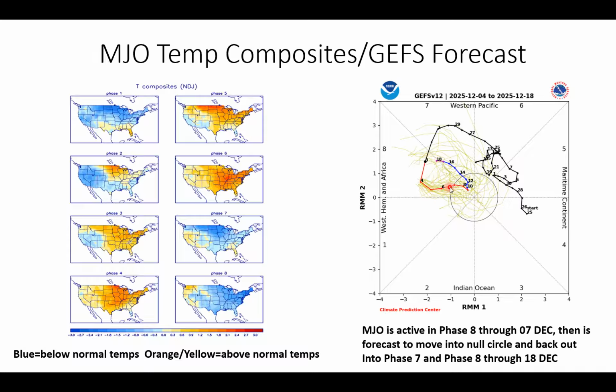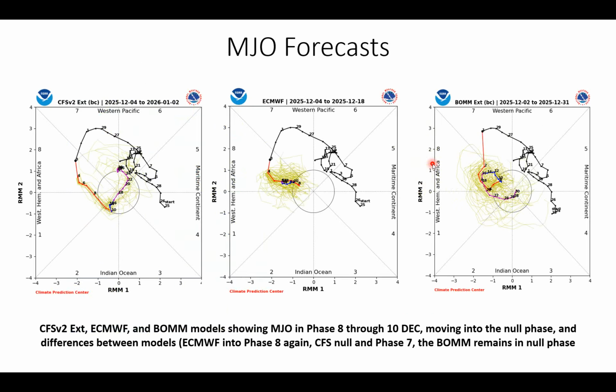The forecast is for the MJO to move into the null phase, the small inner circle at the center of the diagram, between the 7th and the 8th and 9th and 10th, all the way to the 13th of December. And then the MJO, according to the Jeff's V12, is forecast to move back out into phase 7 and work its way back into phase 8 by the 18th of December.